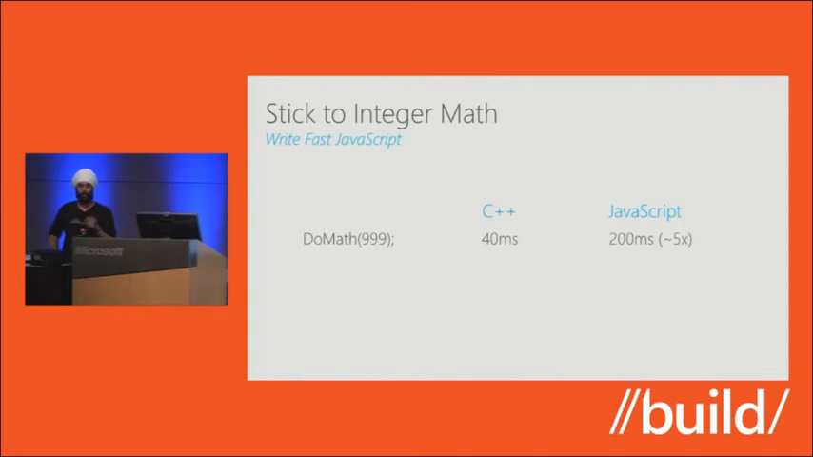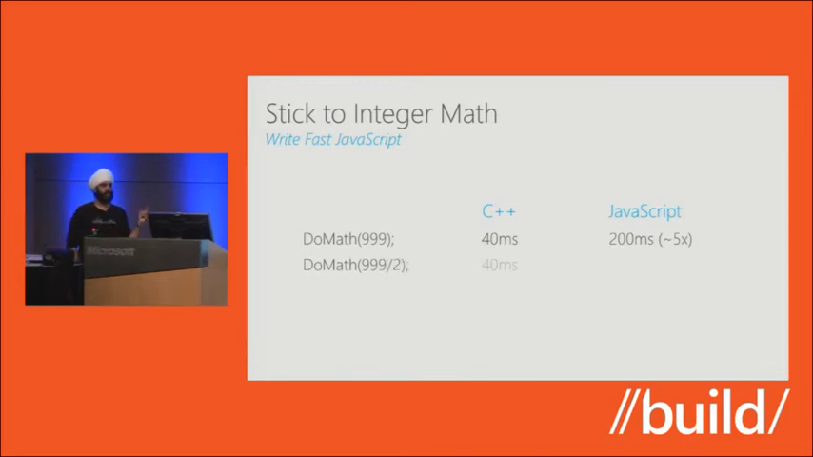If we pass in a floating point number to this function, C++ would return the results in 40 milliseconds. That's because it's a static language. It knows the type. It can compile very efficient code. JavaScript, on the other hand, will take 1,600 milliseconds, which is definitely scaled down.